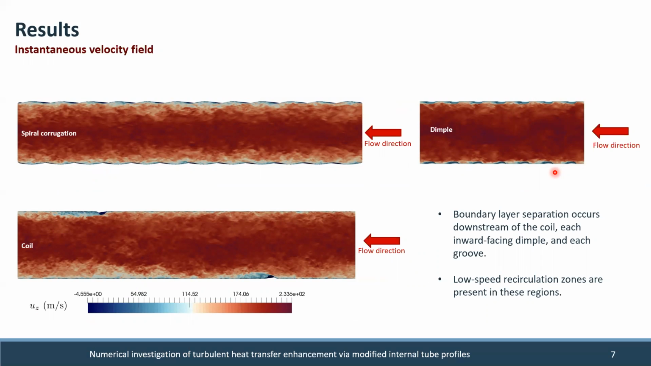This slide shows the instantaneous velocity field contours in our three cases. This is the dimple tube, this is the corrugated tube, and this is the coil insert case. The flow is from right to left. So we can see that boundary layer separation occurs downstream of the coil, and also we have the separation downstream of the dimples and inside the grooves in this case. And in these regions, we have low speed recirculation zones.